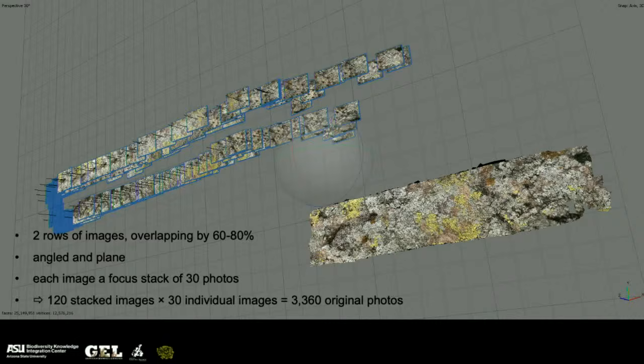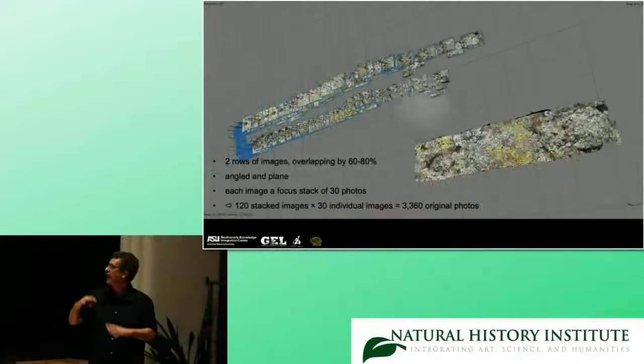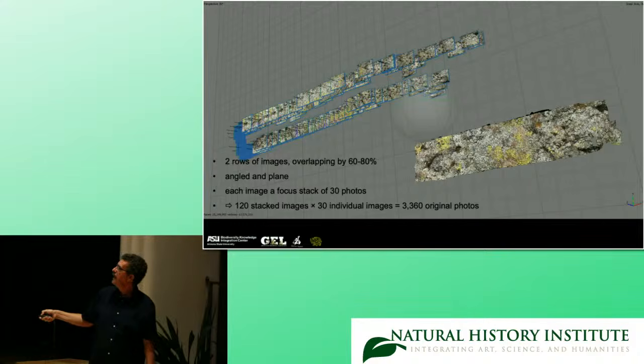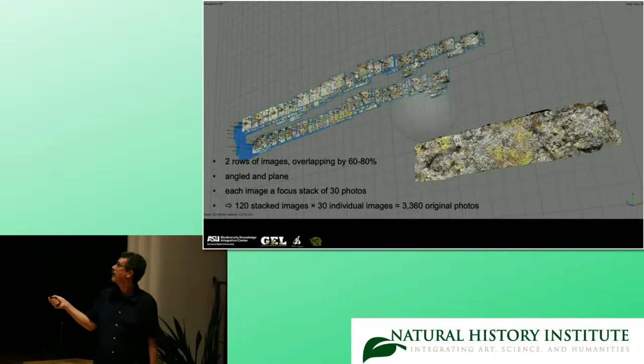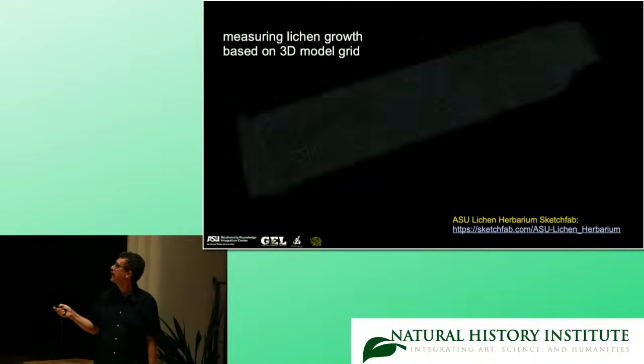So a model like this has 2 rows of images. Each of these images has to be overlapping by 60 to 80%. Then they're angled and plane photos. So you look at the structure from motion thing, right? You have to have different angles. And then each single image is actually a stack of 30 photos. If you multiply all that, you end up with about 3,000 or so photos for a model like this, right?